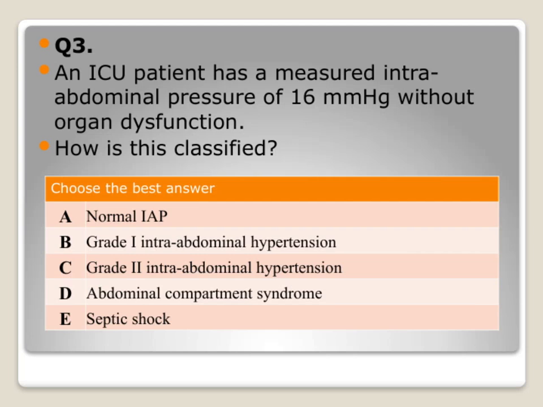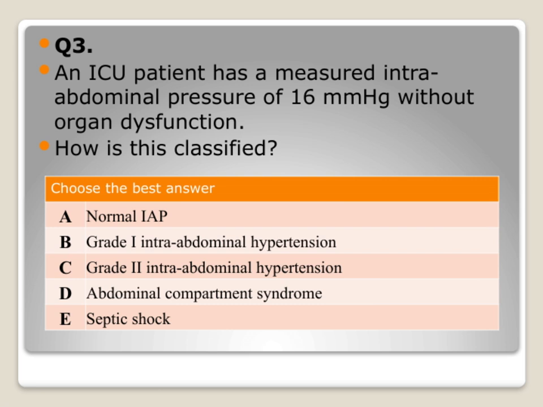All right, let's look at this question. We have an ICU patient with a measured intra-abdominal pressure of 16 mmHg, and importantly, there's no organ dysfunction observed. Now, the key here is understanding how we classify intra-abdominal pressure levels. Normal intra-abdominal pressure, or IAP, is generally considered to be less than 12 mmHg.